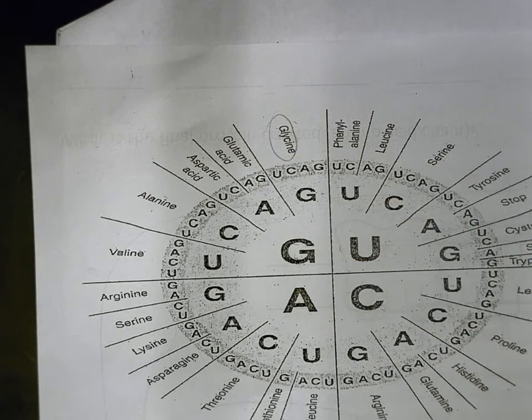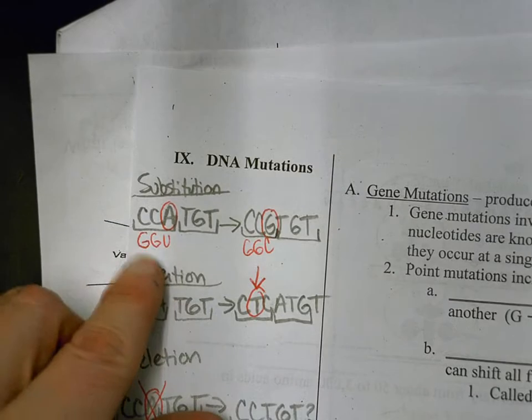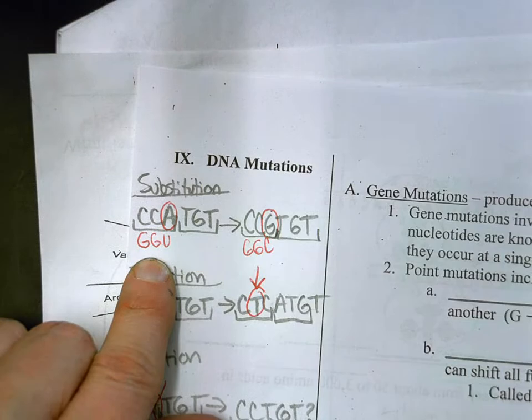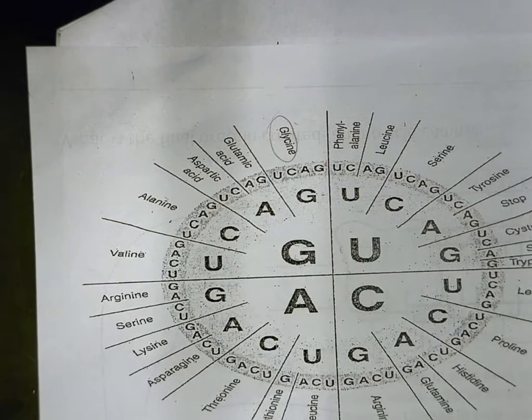Now I want you to look at this. Let's imagine the letter that mutated wasn't the last letter. Let's say it was the second letter. It was normally GGU. I'm going to go back here and show you. It was normally GGU, and let's just say the second letter was the one that mutated, and it became GCU. Make sense?